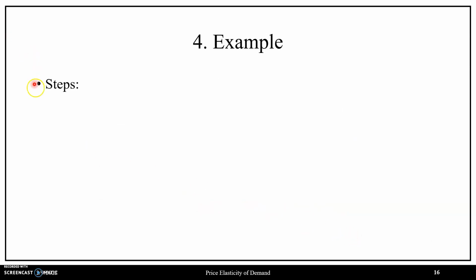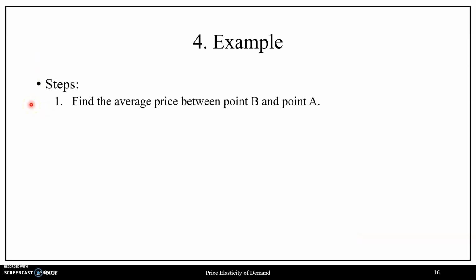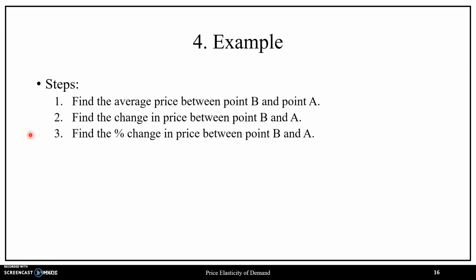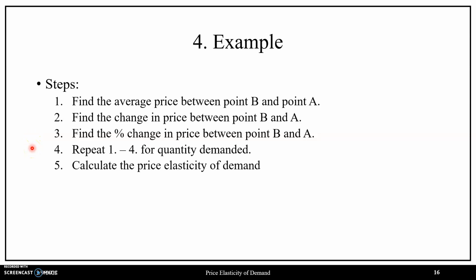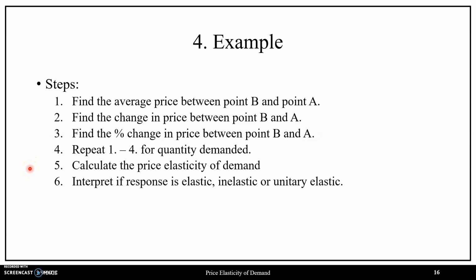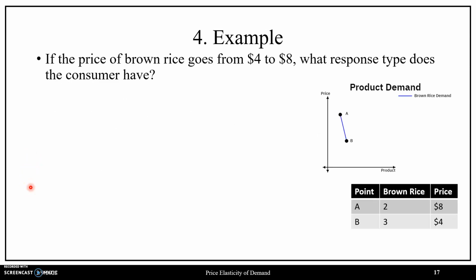And so in regards to our steps, to find the price elasticity of demand and its interpretation, we need to find the average price between point B and A, find the change in the price between point B and A, then find the percentage change in the price between B and A, then repeat steps 1 through 3 for quantity demanded, calculate the price elasticity of demand, and then interpret. So let us begin. In terms of average price, this is going to be the price point of point A and B, so 4 plus 8 divided by 2, or 12 divided by 2, giving us a value of 6.